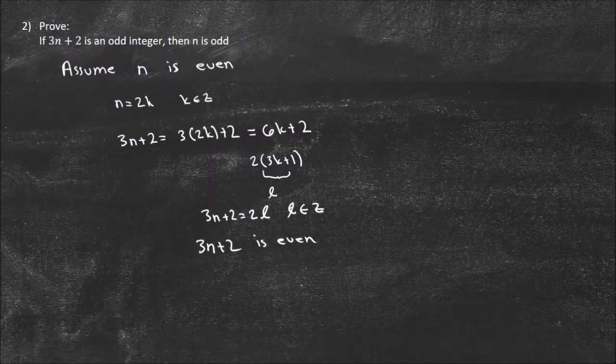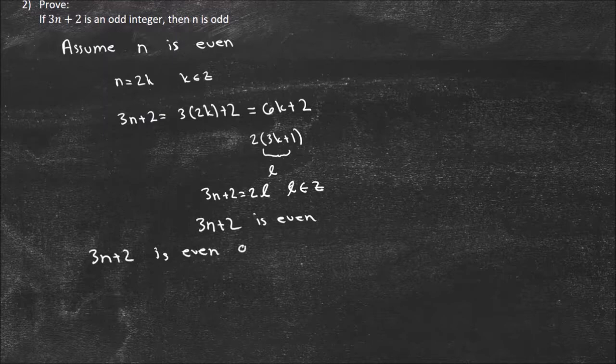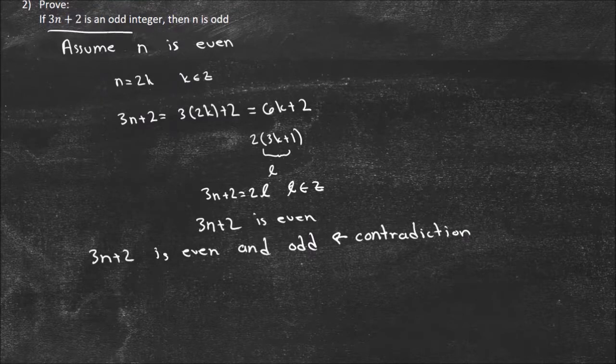Well, that means that 3n plus 2 is even and odd, because I was trying to show that it was odd. So 3n plus 2 is even and odd. That's a contradiction. That's the contradiction that I've arrived at here, because with contradiction, we assume the first part's still true. So we're assuming that 3n plus 2 is odd, but n is actually even. We're just trying to show, can I arrive at that conclusion, or am I going to reach a contradiction? And here you do reach a contradiction. So that's the end of the proof.